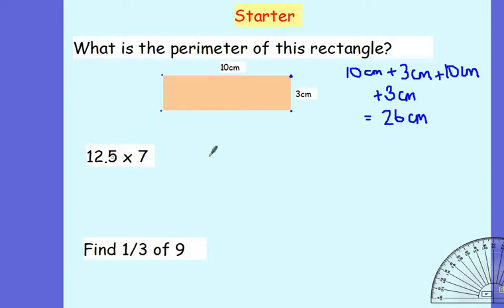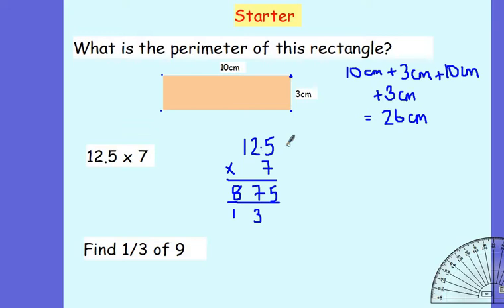Question number 2, I asked you to find 12.5 times 7. Now to do this, I'm going to do a column multiplication. I'm going to start by ignoring that decimal place and just say 5 times 7 is 35, 2 times 7 is 14 plus 3 is 17, and 1 times 7 is 7 plus 1 is 8. And now I need to put my decimal place in.